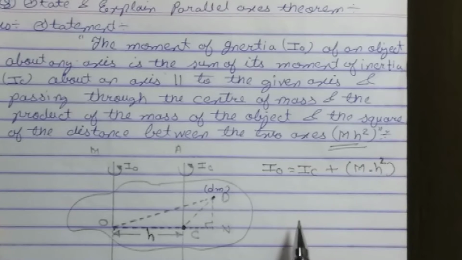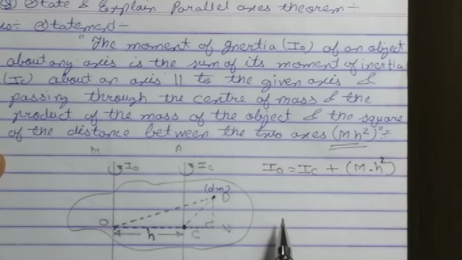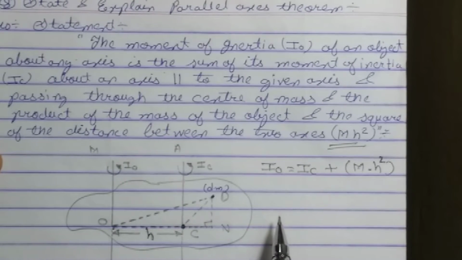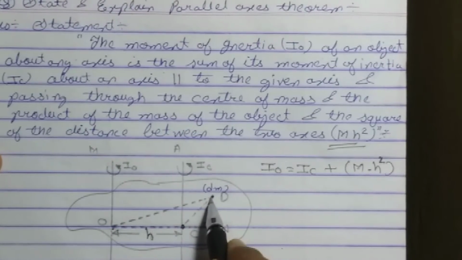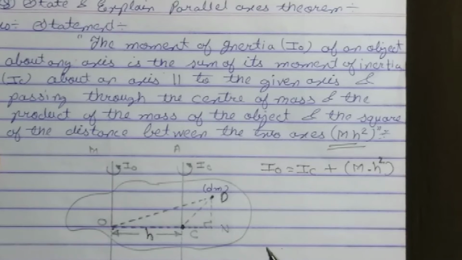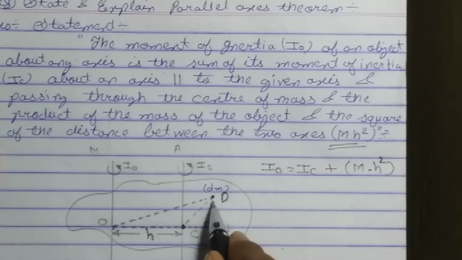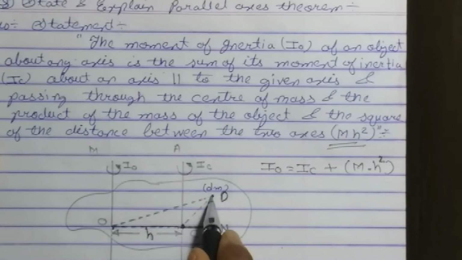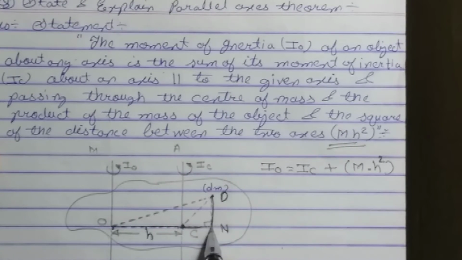Now let us prove it. As I told you in the perpendicular axis theorem, it is difficult to find the moment of inertia of a rigid body of irregular shape. So I am going to consider a small point whose mass is dm. That point is D. We have drawn DN perpendicular, as you can see here. If I extend OC further, DN and OC meet at point N.